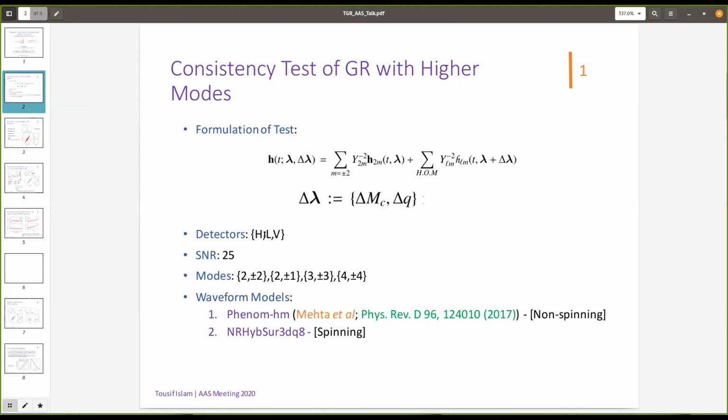We use the realistic 3 detector setup for LIGO Virgo: Hanford, Livingston, and the one in Virgo. So all signals we inject in our study have a signal to noise ratio of 25. And we use 4 different modes here. Apart from the 2-2, you can see 2-1, 3-3, and 4-4. And to do this test, we use one phenomenological waveform model that has been developed by Mehta et al., which is a non-spinning model. And then to test that our results do not depend on a waveform model, we also use the non-spinning limit waveform coming from this NR hybrid surrogate waveform model listed in 2.